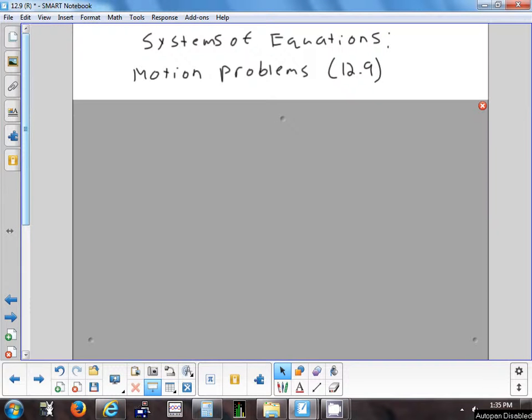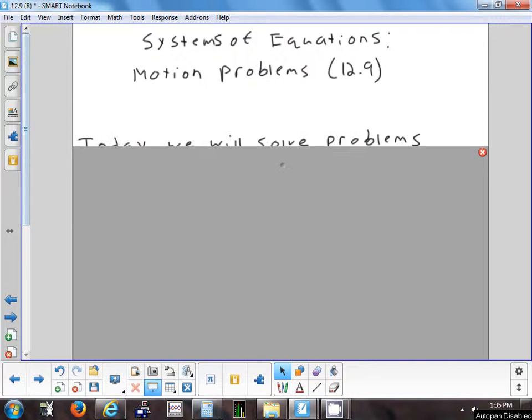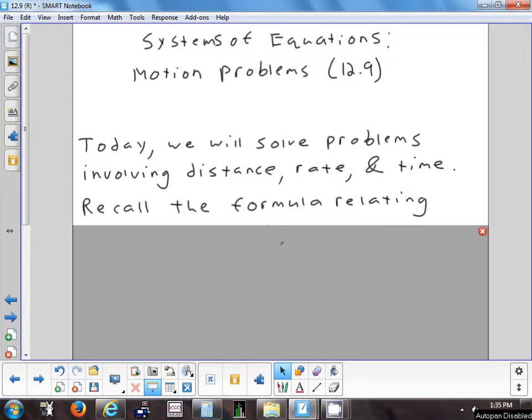All right, so today we're going to look at our last word problem section. This is it, okay? Systems. The nice thing about this section is you can use the same formula, which we're going to go through in a second, for every problem. The formula that you need to know, we just reviewed a little. It involves D, R, and T.